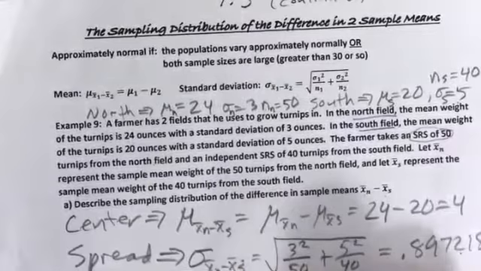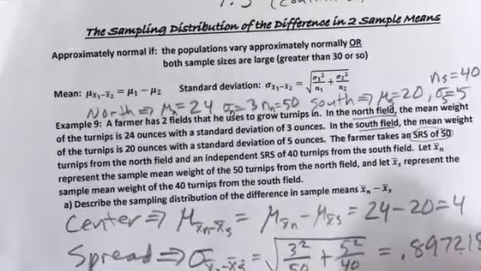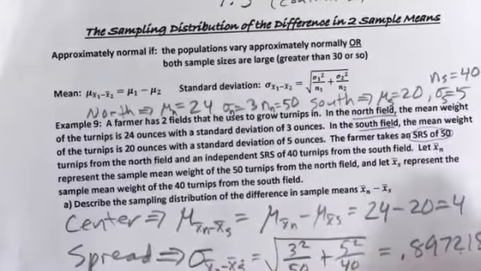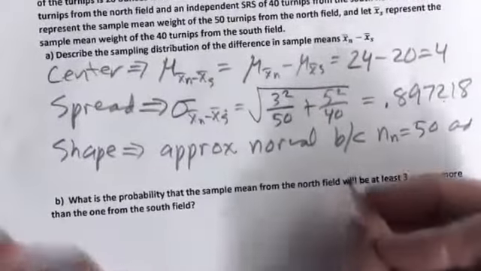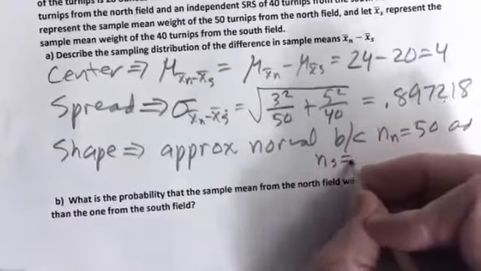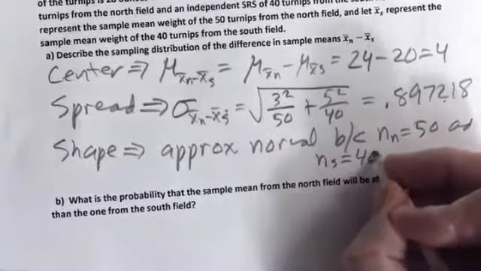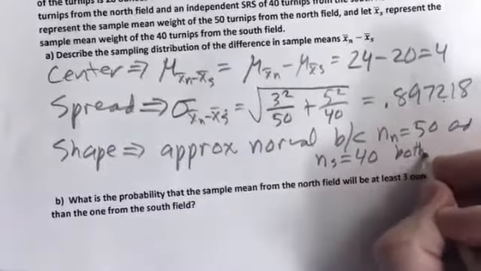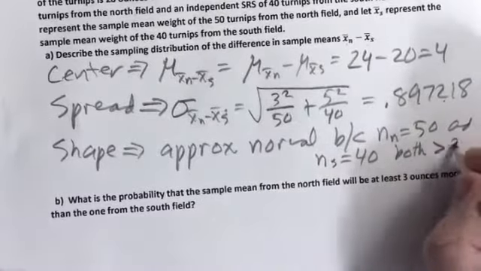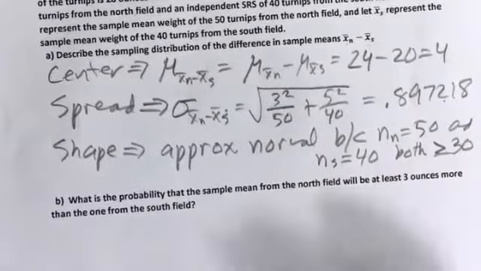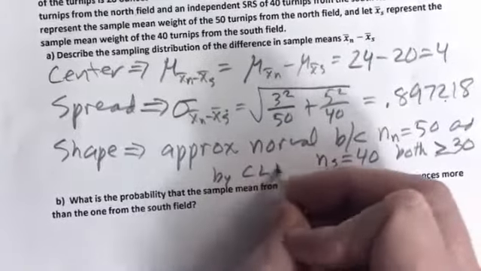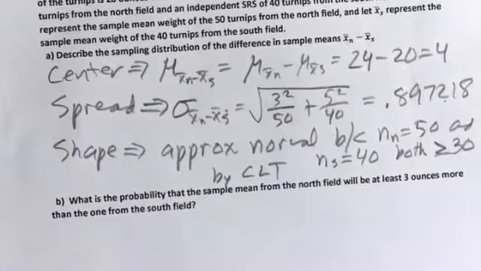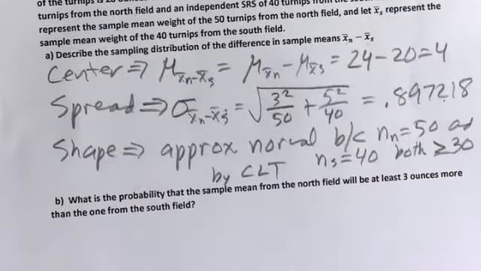Approximately normal, because n sub north is equal to 50, and n sub south is equal to 40, are both greater than or equal to 30. And that is a result of the central limit theorem, which we talked about last time. That's what the central limit theorem tells us. And so now we can use normal CDF or inverse norm with these problems.